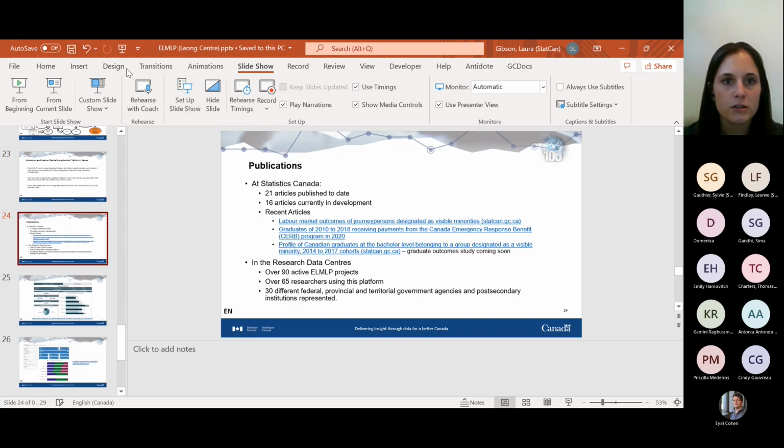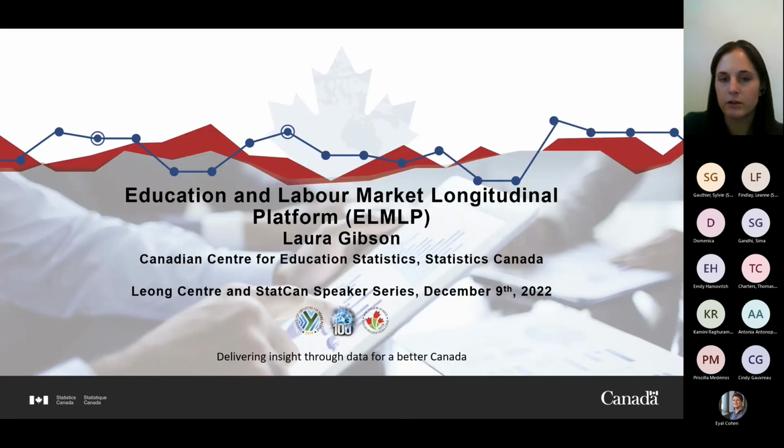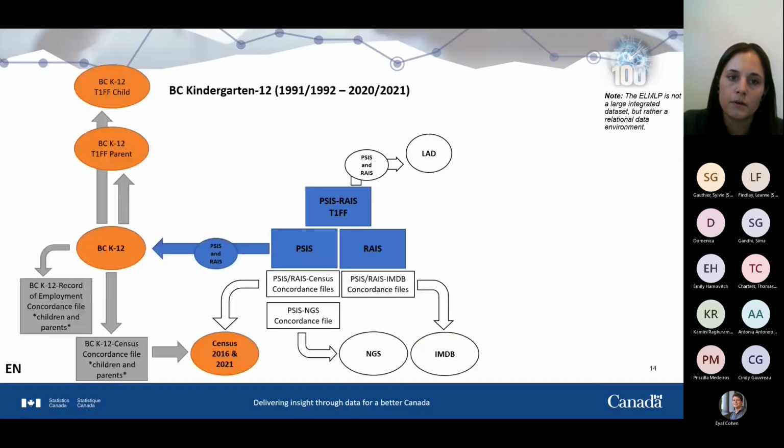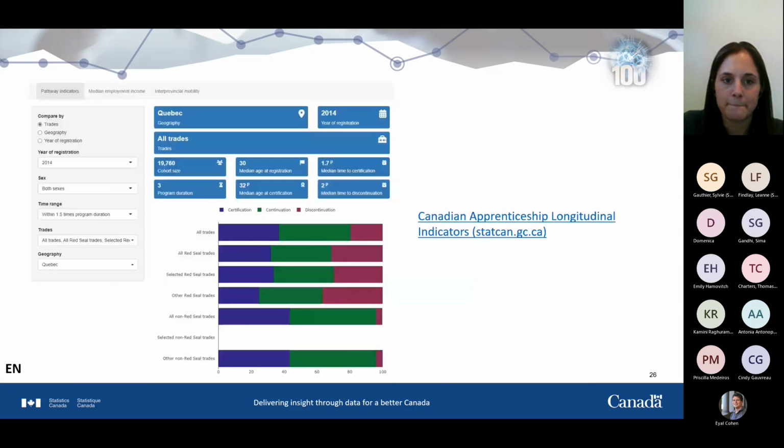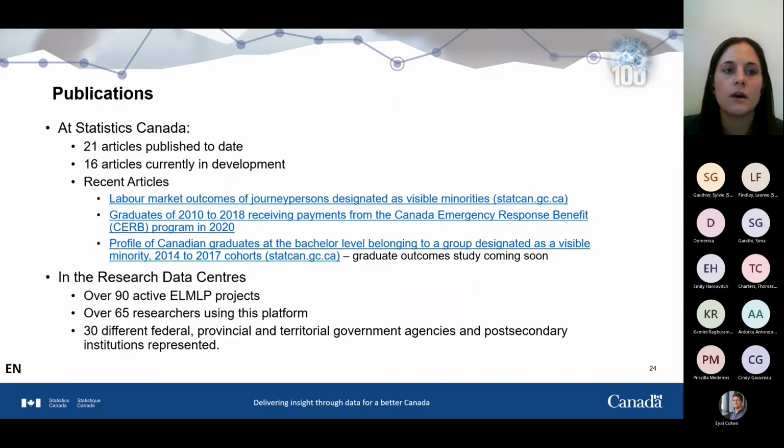And from here, I'll just put it back into slide mode so you can see a bit clearer. So just to give you a taste of what we have in terms of publications from the MLP, we currently have 21 articles published to date. There are an additional 16 articles that are currently in development. And some of our recently released articles are listed on the slide there.